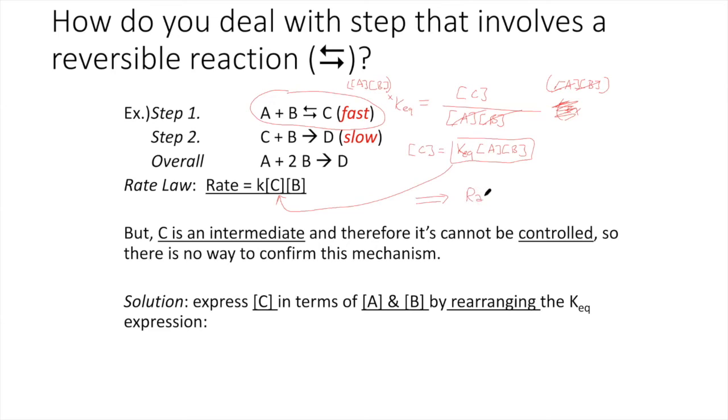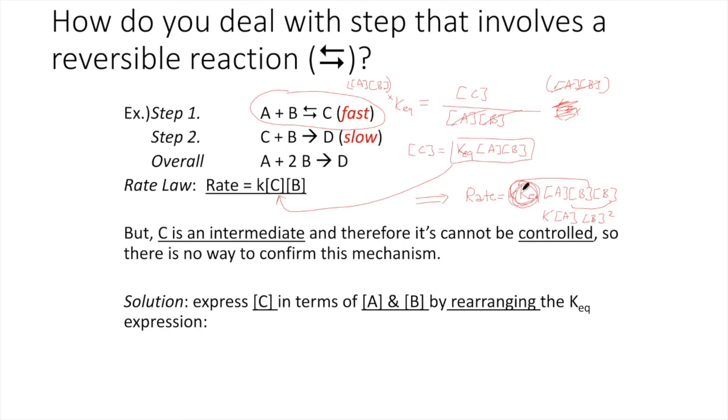The rate would be equal to the rate constant times the equilibrium constant times the concentration of A, times the concentration of B times the concentration of B again, because this is the part that I substituted in. So we're going to do two things. First of all, we're going to combine these two and just make it a concentration of B squared. But the other thing we're going to do is smash those two constants together, and we're going to call that a K prime.